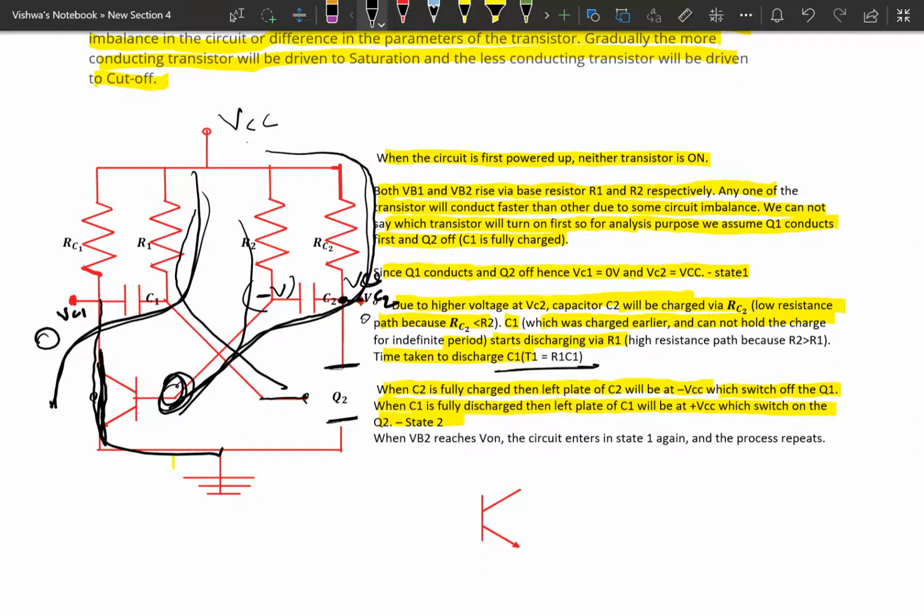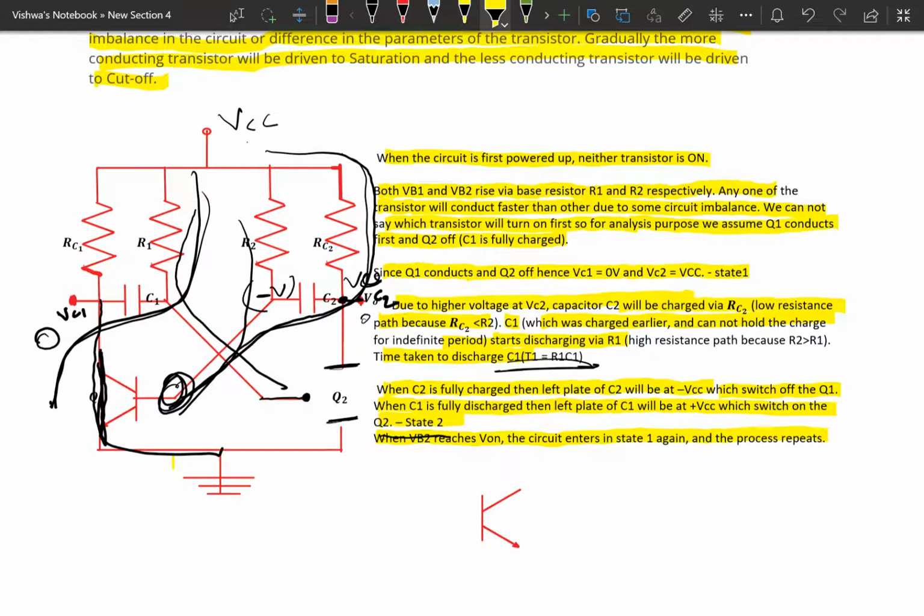So like that the states are continuously changing from low state to VCC. Okay. When VB2 reaches the threshold, the circuit enters state 1 again, and the procedure repeats. So this is the working of the transistors, and the output waveforms are like this.